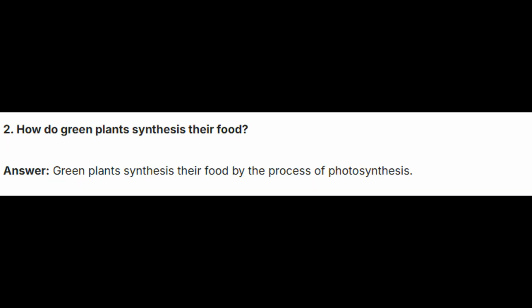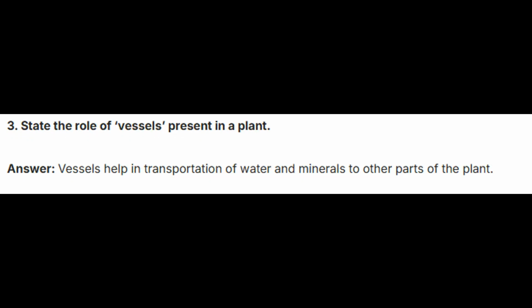Second, how do green plants synthesize their food? Answer. Green plants synthesize their food by the process of photosynthesis. Third, state the role of vessels present in a plant. Answer. Vessels help in transportation of water and minerals to other parts of the plant.